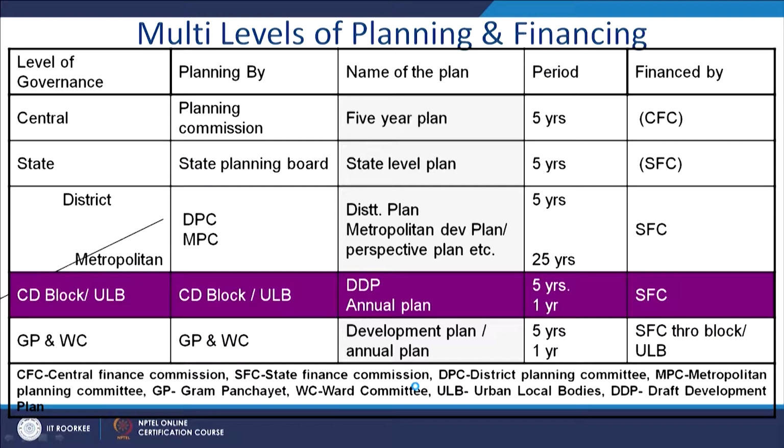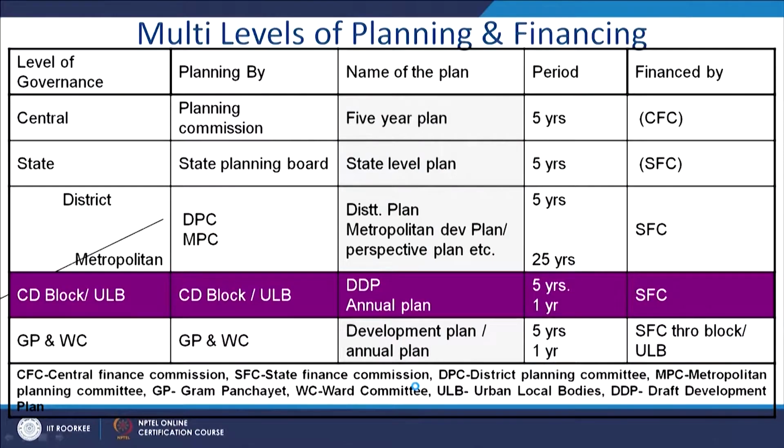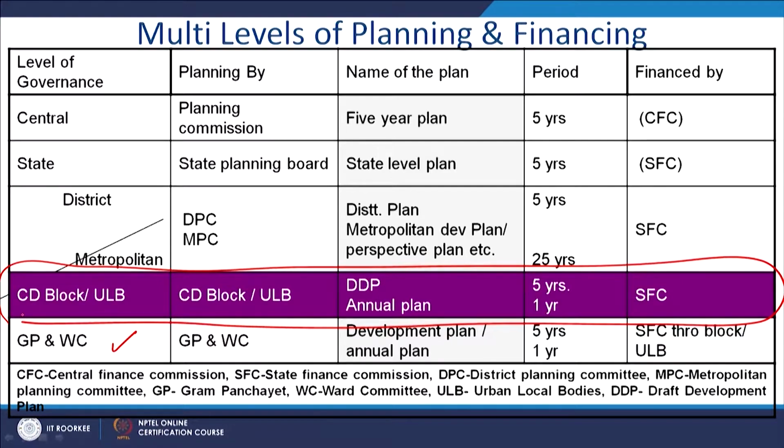This is important. You can have a look that in this framework there is a multi-level planning framework. In the 3-tier government framework, the governance framework is connected with the planning and development framework as well. On the left side you can see the central government, state government, district, metropolitan and urban local bodies level, and gram panchayat and ward committee level. We are discussing this level right now. Planning is conducted by the central government through the Planning Commission, and now it is Niti Aayog.